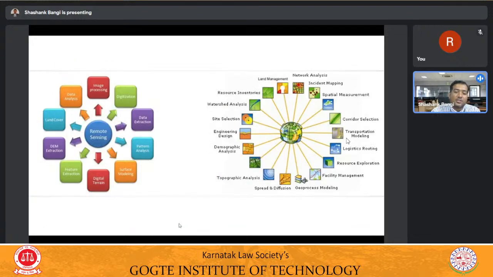So coming to the concept, remote sensing and GIS. Remote sensing is basically getting information without being in contact with the object. It involves digitization, data extraction, pattern analysis, surface modeling, digital terrain analysis, feature extraction. So whatever information is required, we can capture it without being in contact with the particular object. That is one of the advantages of remote sensing.